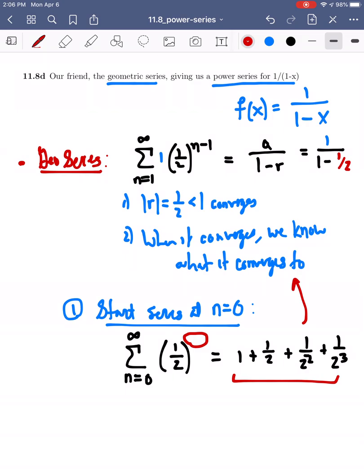And basically, if we just start our series at n equals 0 instead of n equals 1, that shifts our power from n minus 1 to n. So that's the first thing. If you don't fully understand that index shifting, I'm not going to focus on that too much in this particular course. The second thing we can notice is this converged because r was less than 1 in absolute value.